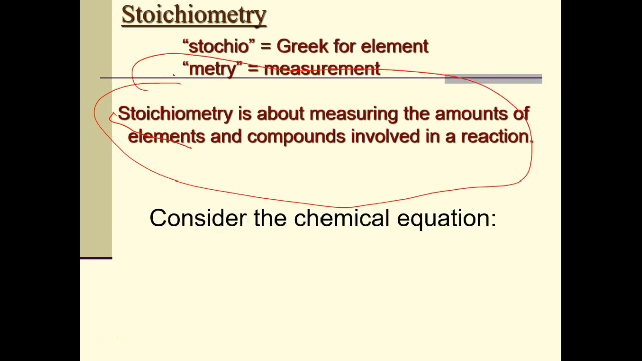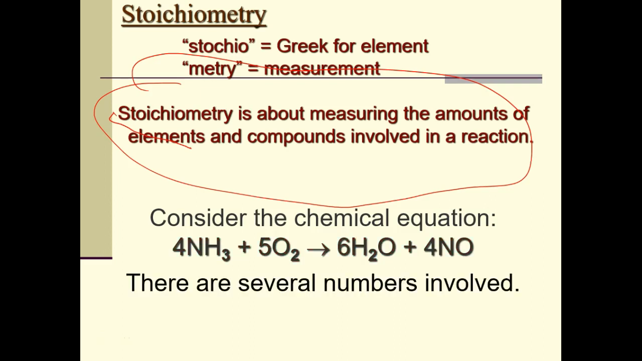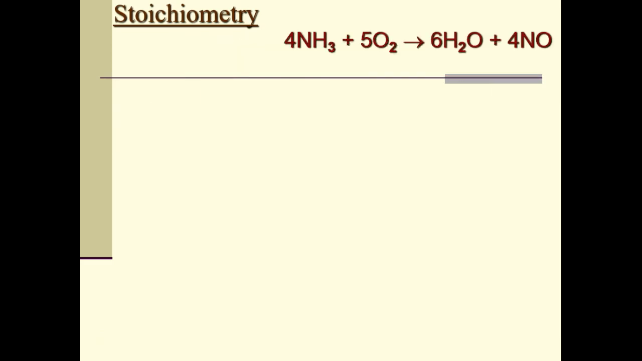So we're going to consider the chemical equation. Here's one of our chemical equations: 4NH3 plus 5O2 yields 6H2O plus 4NO. So what does this mean to us? There are several numbers involved. Remember, we have the coefficients and we have subscripts. So 4 times 1 is 4, and 4 times 3 is 12, and so on. So what do they all mean to us? Here's what they mean.